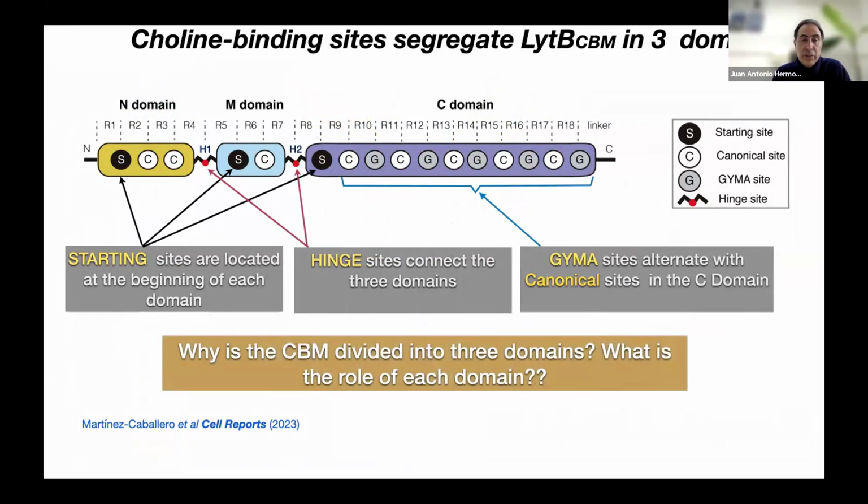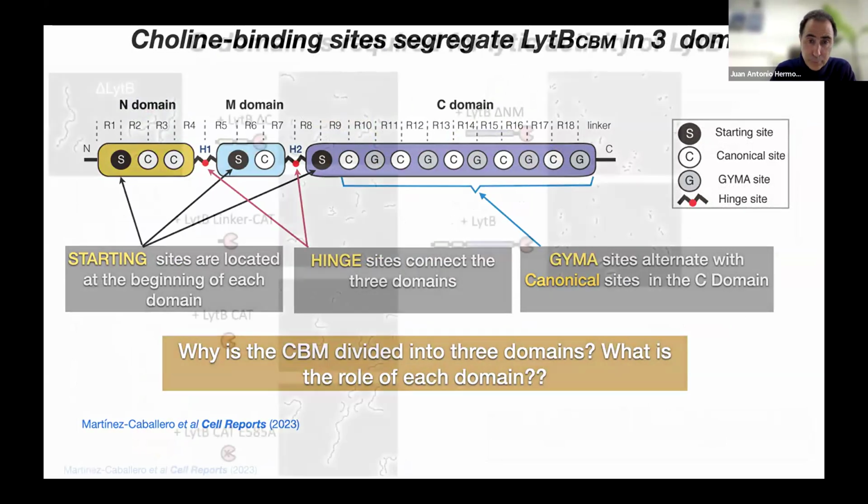So the question at that time was, why is this choline binding module divided into 3 different domains? What is the role of each domain?